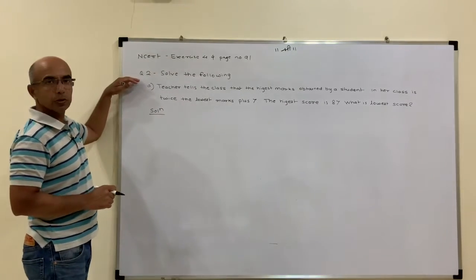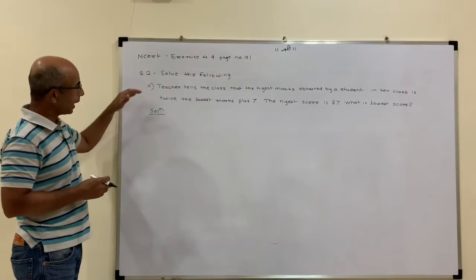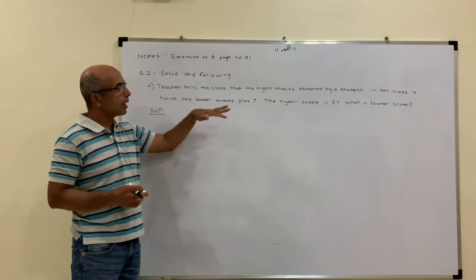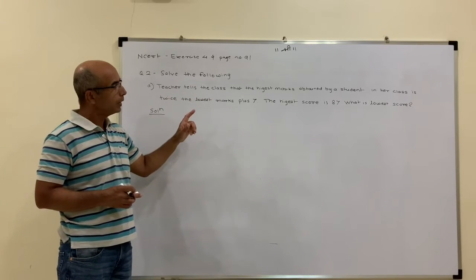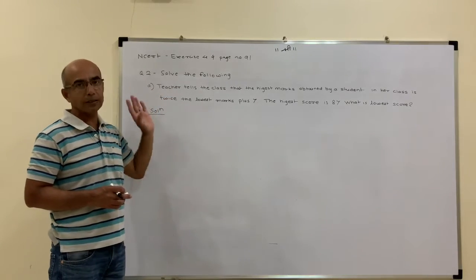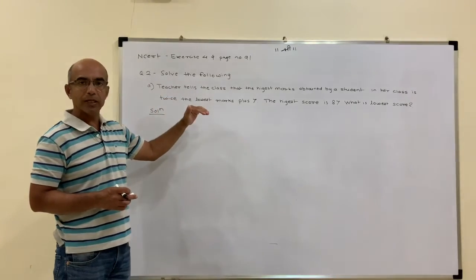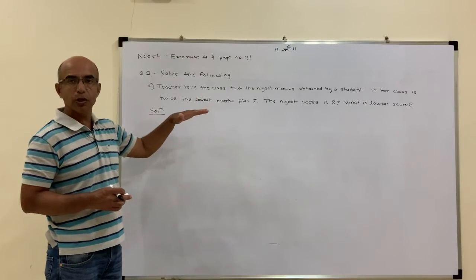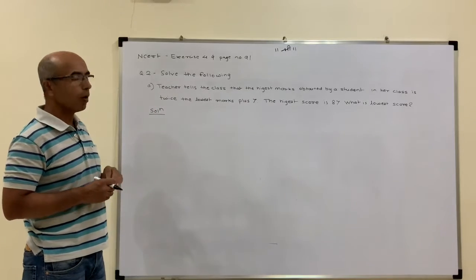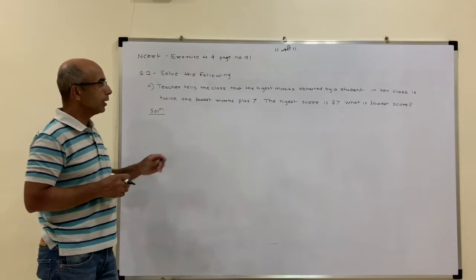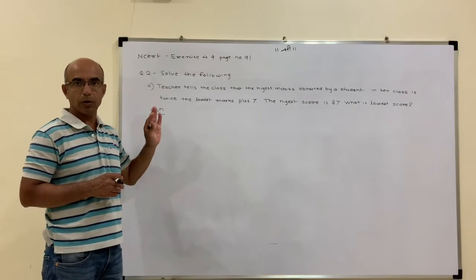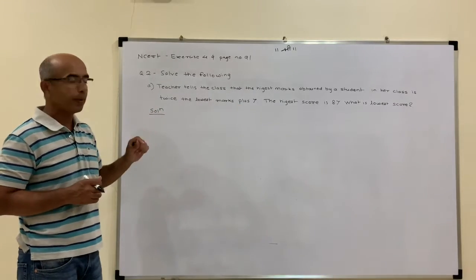So question 2, solve the following. A teacher tells the class that the highest mark obtained by a student in her class is twice the lowest marks plus 7. The highest score is 87. What is the lowest score? In this kind of problem, always keep in mind that what is to be found should be considered as x or m, whatever alphabet you choose.